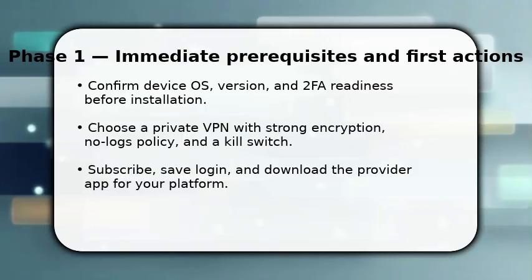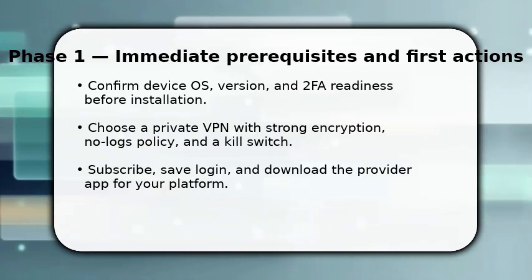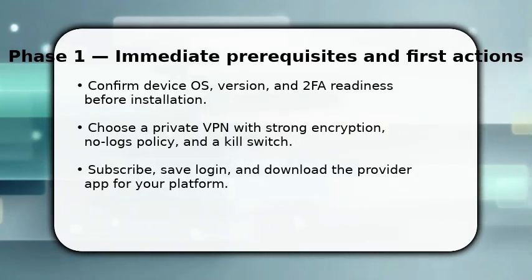You start by confirming device compatibility and two-factor options. This prevents roadblocks. Next, pick a private VPN that explicitly offers AES 256 or ChaCha20 encryption, a strict no-logs policy, and a reliable kill switch, because privacy hinges on these choices.